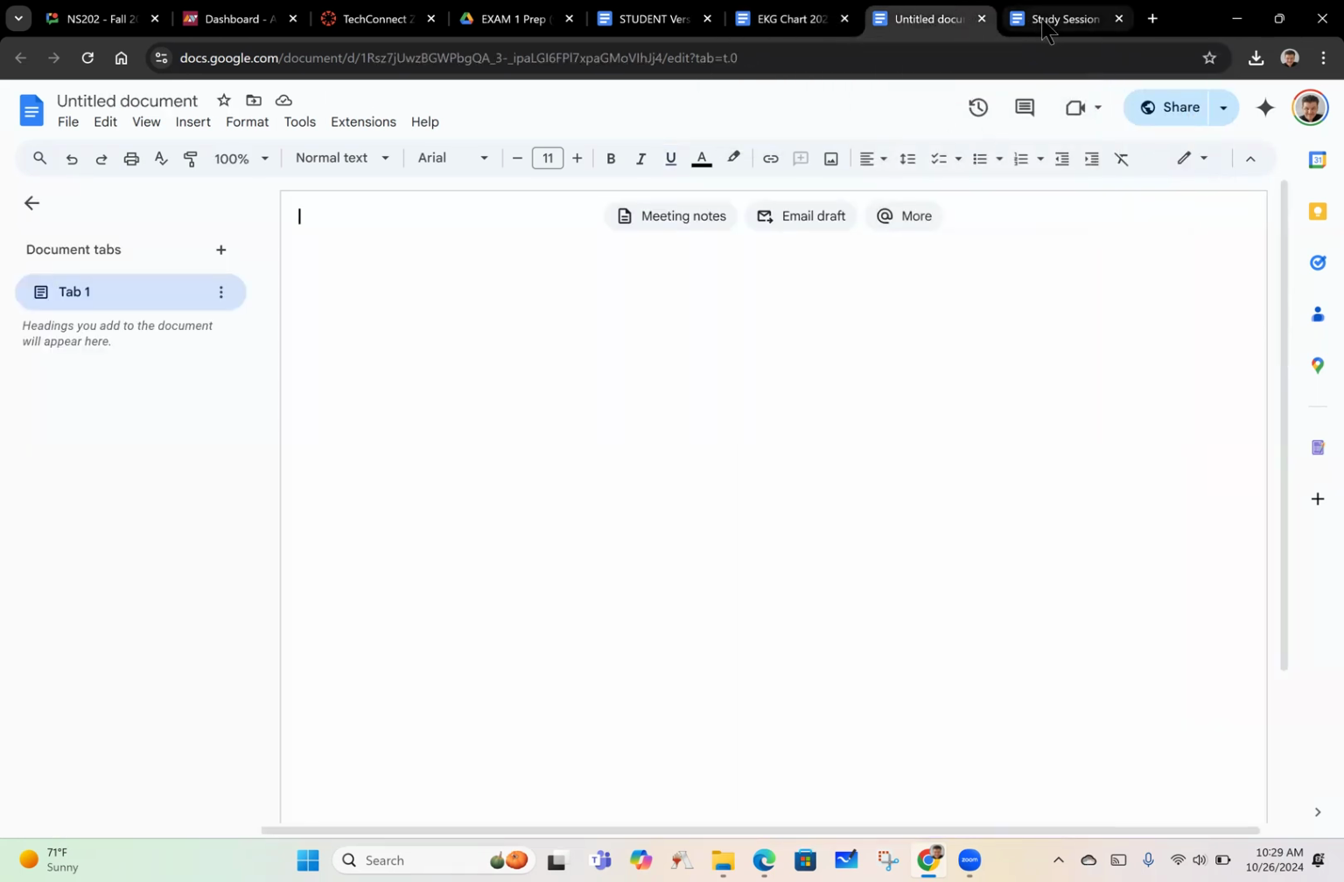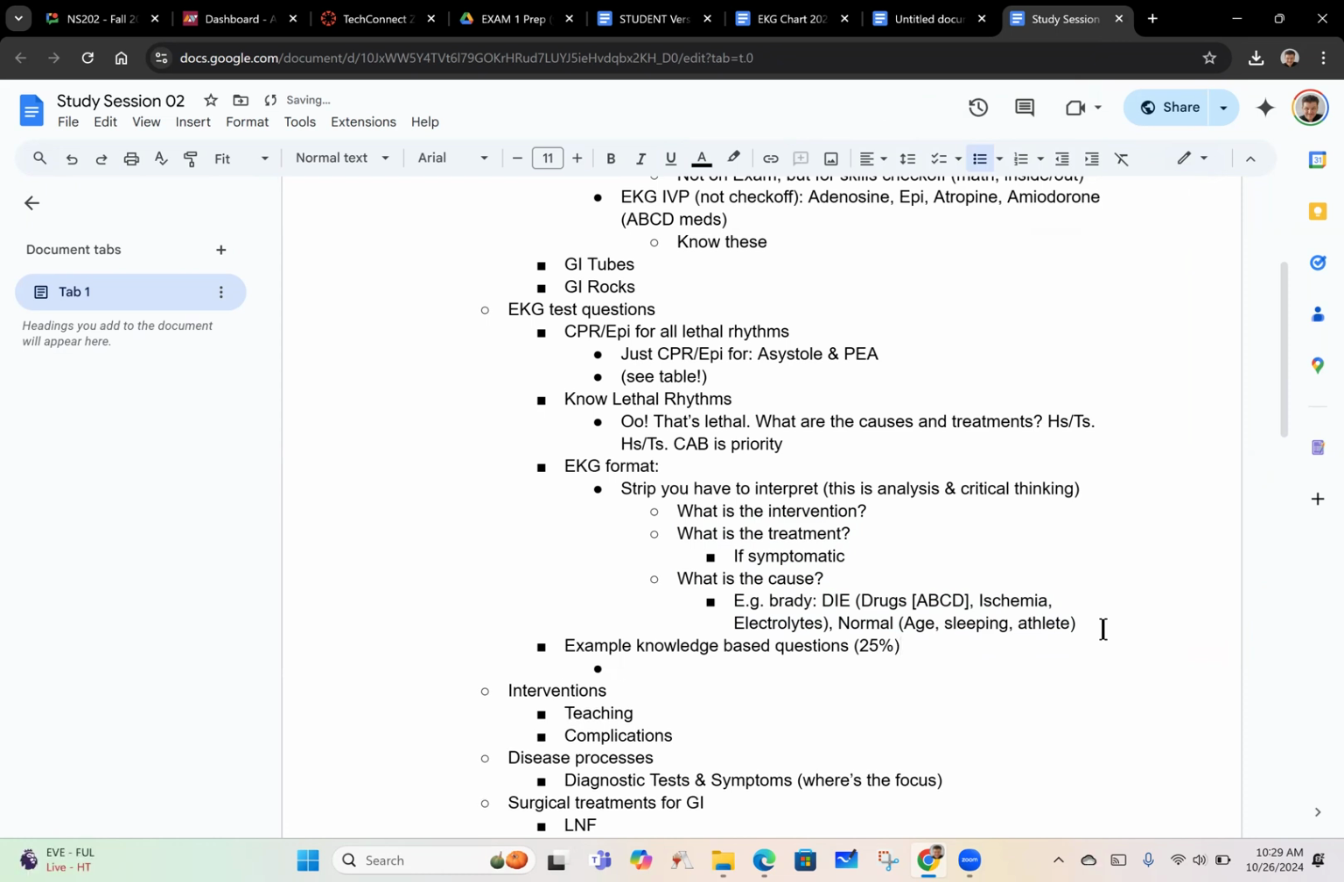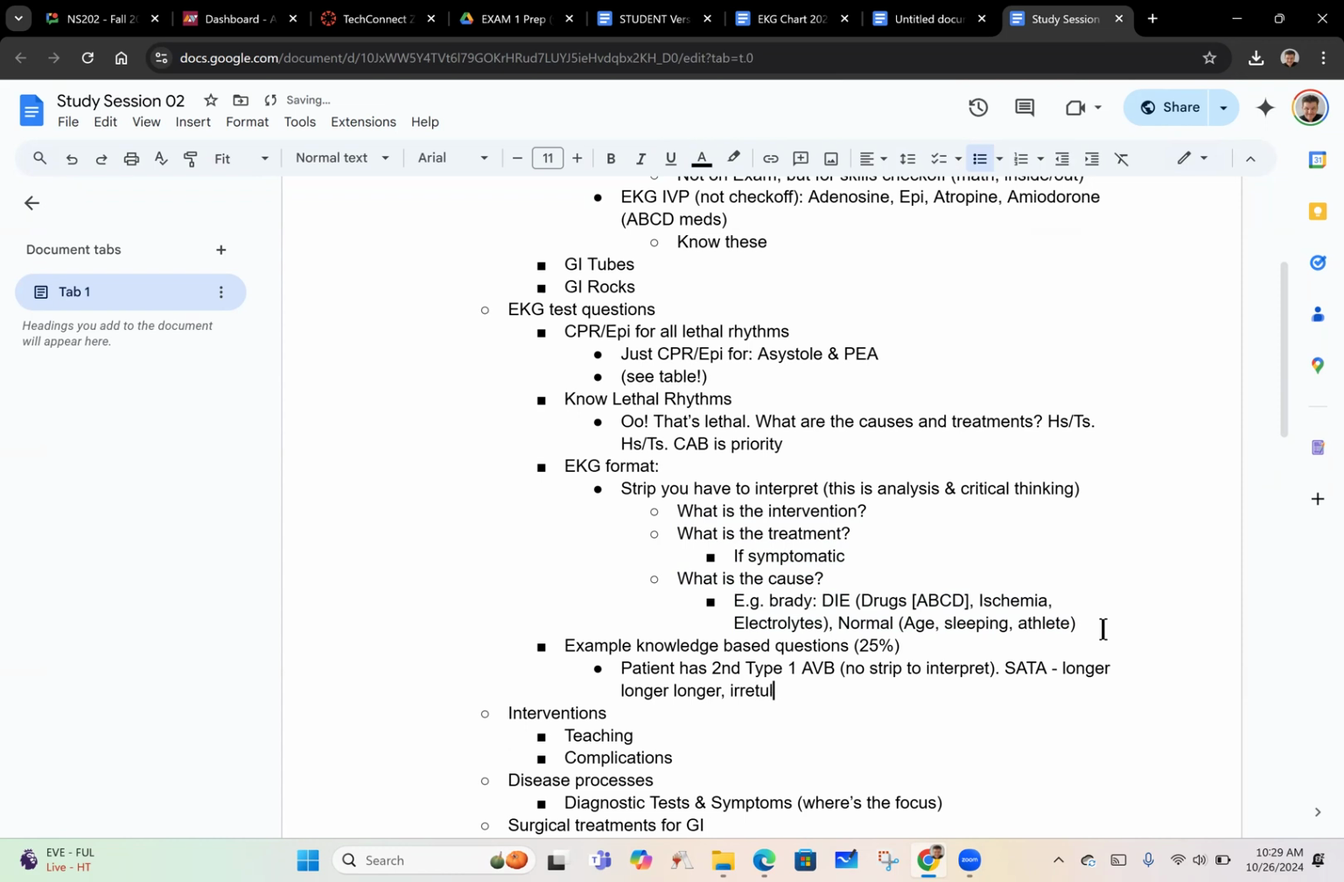Let's put an example here of a knowledge-based question. Will there be any knowledge-based questions? Yeah, about 25%. So that's like, patient has, what we just said, secondary type 1 AV block, no strip to interpret, and SATA, and you would say that it has longer PR, irregular rhythm, dropped QRS. You would select those as the correct answers.